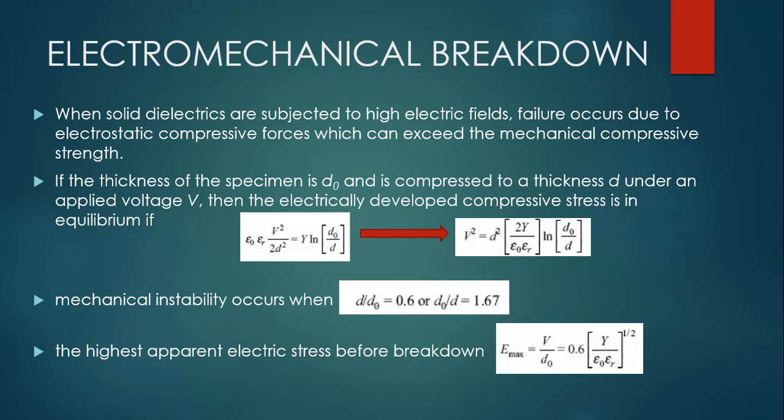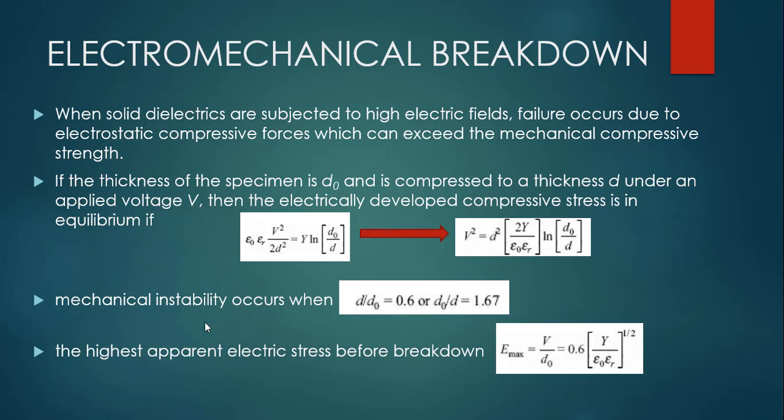If the thickness of the specimen is D0 and is compressed to a thickness D under the applied voltage V, then the electrically developed compressive strength is in equilibrium if this equation is valid, where Y is the Young's modulus. If we rearrange it, we can get to this value of V squared equal to this expression.